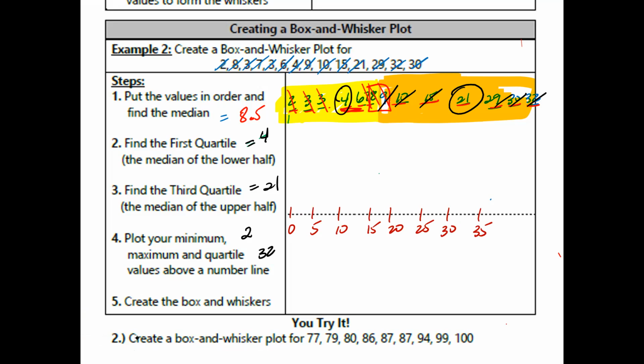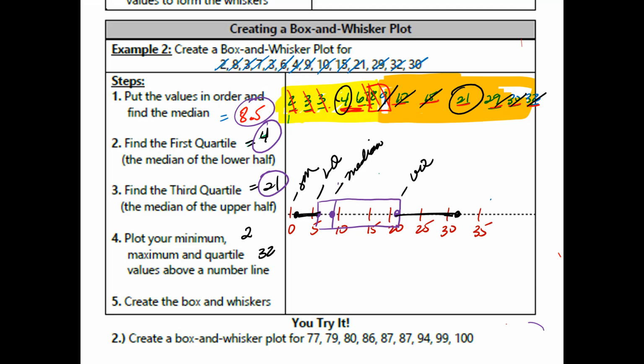So then looking at this piece here, my middle number is 8.5, so that's going to be right there. My lower quartile is 4. Upper quartile is 21. So that will make the box. Then my whisker is going to come from the smallest number, which is at 2, and 32. And there's your box and whisker plot. So keep in mind that this is your median. This is your lower quartile, upper quartile, smallest number, biggest number.